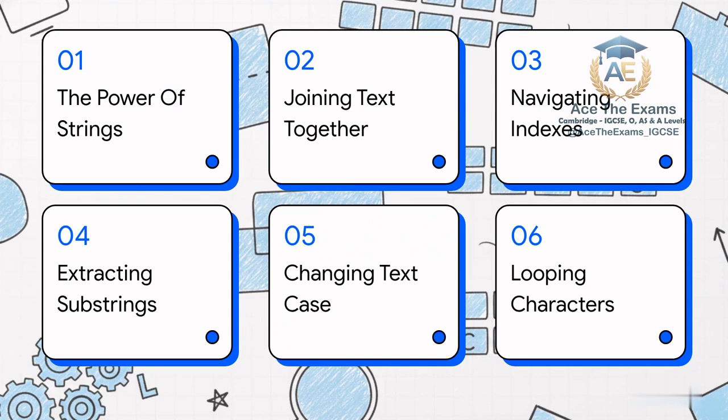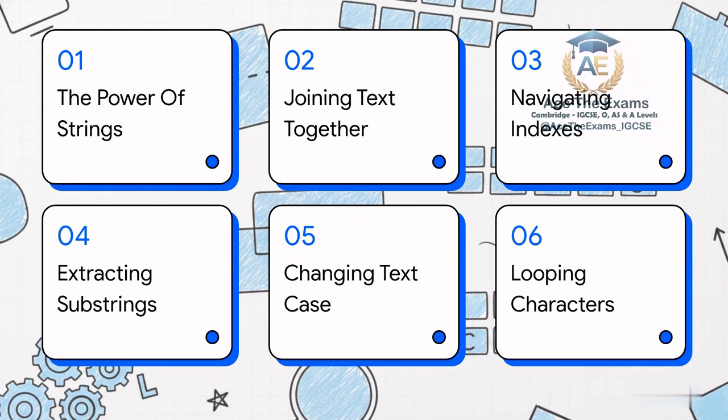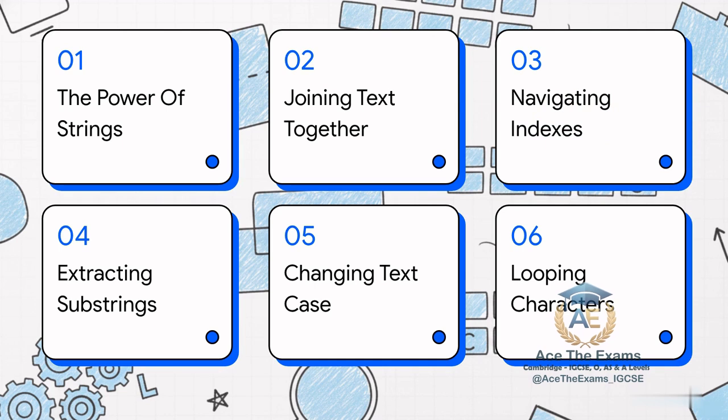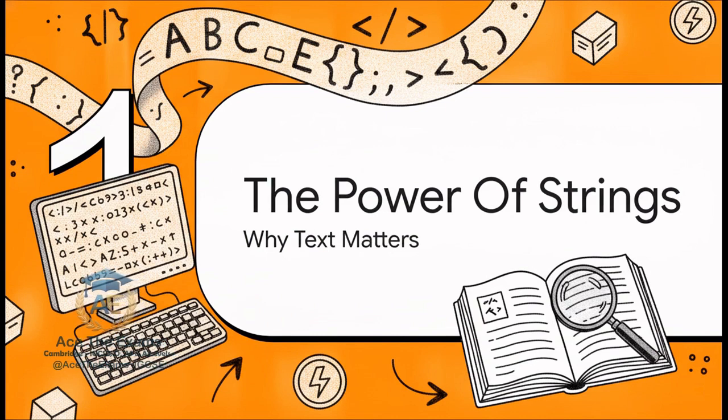So, taking a quick look at today's agenda, we're covering 6 essentials. First, the power of strings. Second, joining text together. Third, finding your way with indexes. Fourth, extracting data using substrings. Fifth, changing text case, and finally, looping through characters. All right, let's kick things off with Section 1, the power of strings.